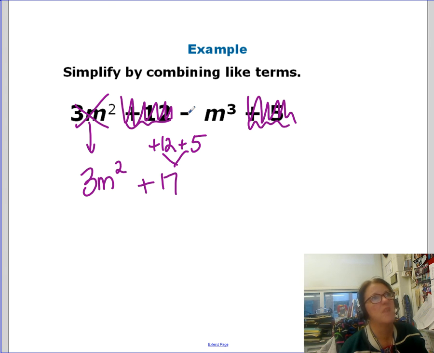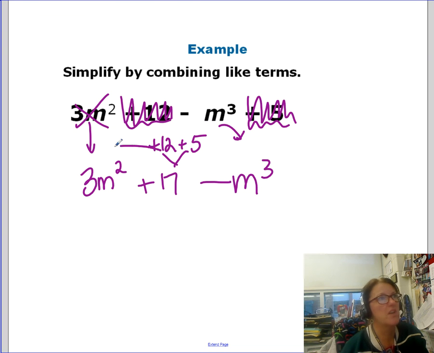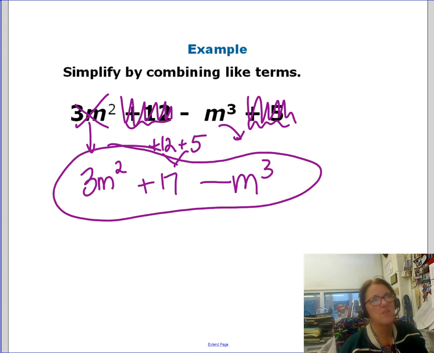Oh, minus this 1m to the 3rd power, but there were no other 1m's to the 3rd power. So he's just going to come on down. And there's as simplified as you can make this algebraic expression. 3 terms. Done. Okay. All right.